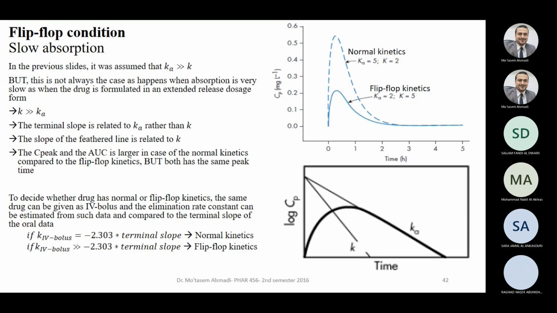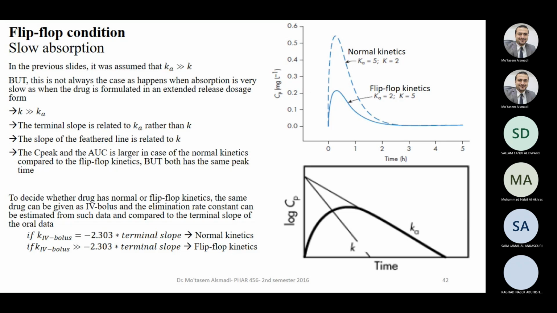Elimination rate is faster than the absorption rate, which means that the absorption is a slow process. What causes the absorption rate to be slow? A formulation, for example, a sustained release formulation. Usually sustained release formulas have a slow rate of release, which will be associated with a slow rate of absorption. So this happens when you have a sustained release formulation, not a delayed release.